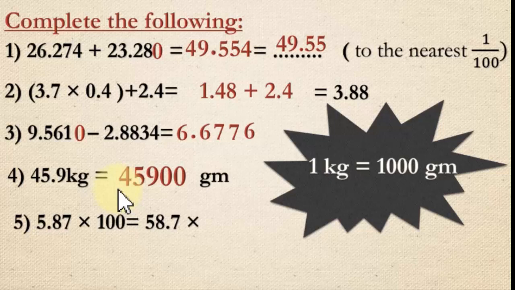5.87 times 100 equals 58.7 times. At first, calculate this product. 5.87 times 100 moves the decimal point 2 places to the right because we multiply by 100. So when we move the decimal point, the product becomes 587. How can we convert 58.7 to 587? Well done, by multiplying it by 10. So when we multiply 58.7 by 10, it will convert to 587.